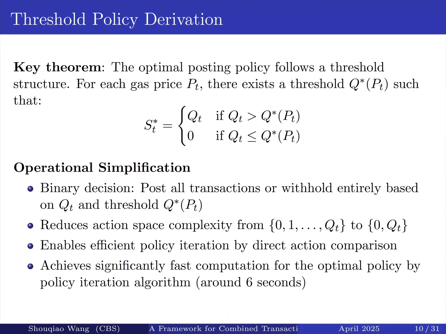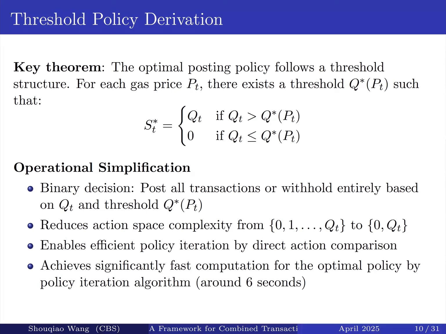Instead of evaluating every possible number of transactions to post, we now only need to make a binary choice, either post everything or post nothing, which reduces the action space from 0, 1, ..., Qt to just two options, 0 or Qt. This simplification is crucial for compute efficiency.